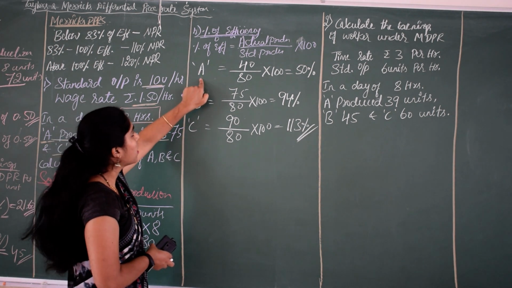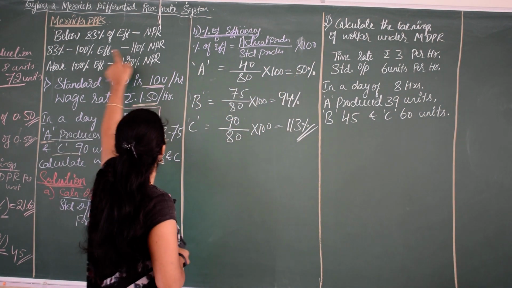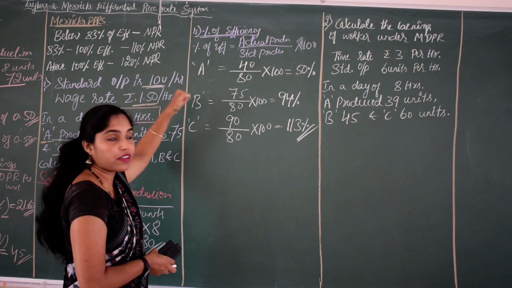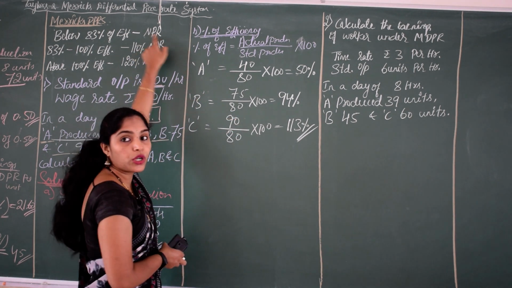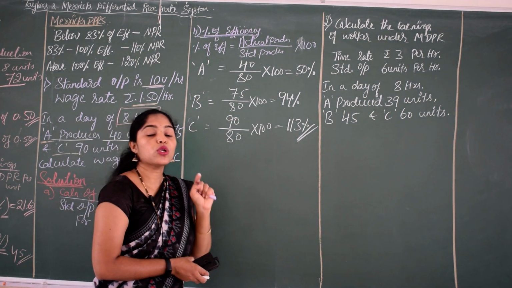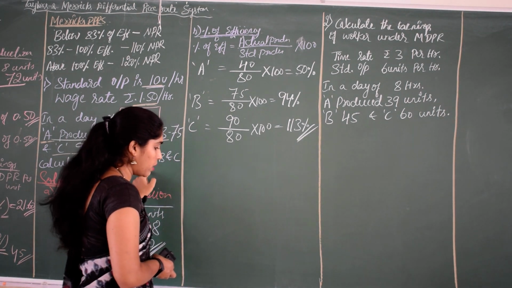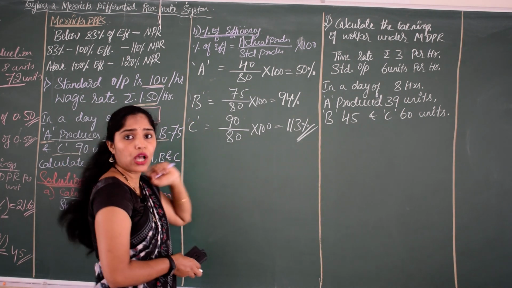Okay, see here, A's efficiency is 50%. That means A comes under the first category because his level of efficiency is less than 83%. So he is going to get the normal piece rate. So what is the normal piece rate that we have to calculate? They will get the normal piece rate only.